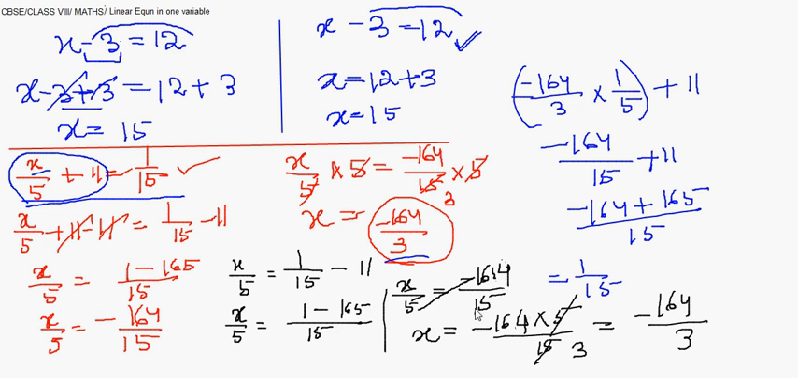I would still suggest or prefer the second method, wherein you can directly change sides, because as you go further in learning more complicated linear equations in one variable, you'll find by yourself that the second method is always preferable. We'll take a few more questions on this in the next few sessions.